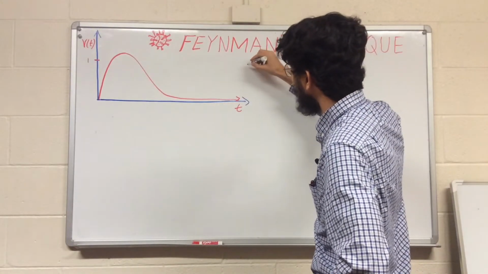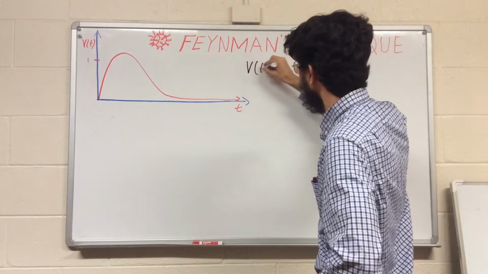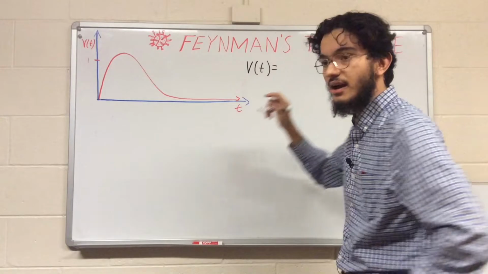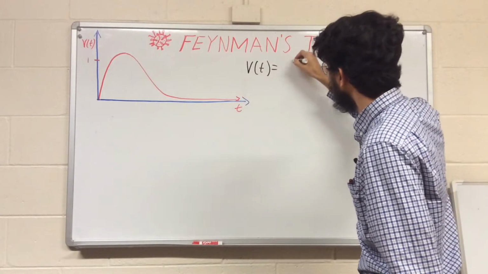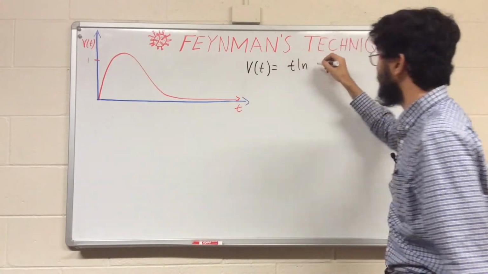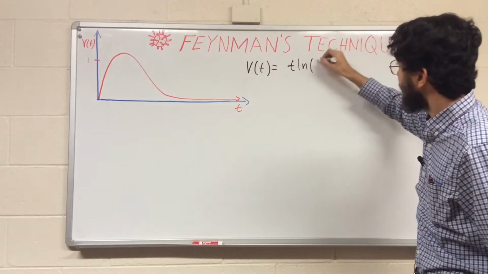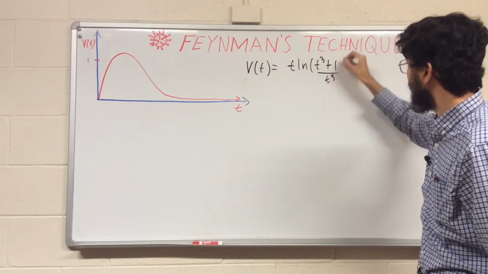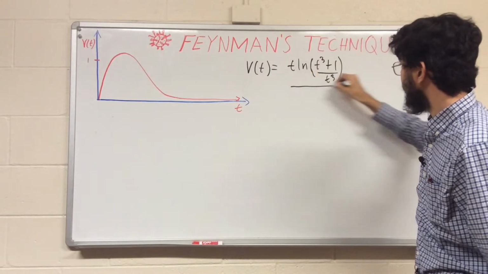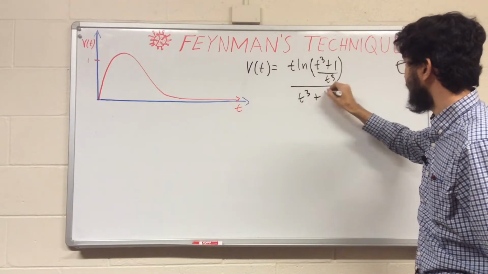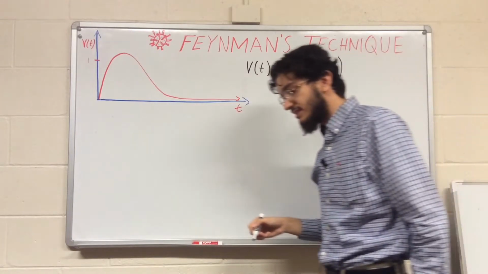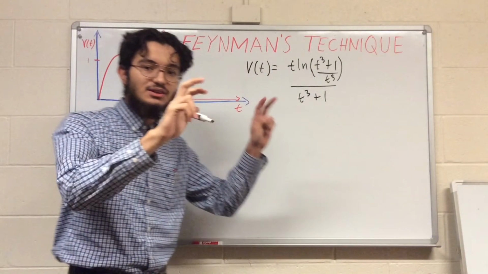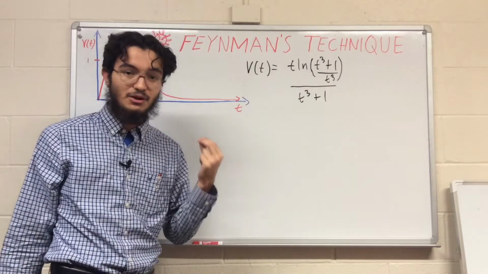So the speed v of t is described by the function t multiplied by the natural logarithm of (t cubed plus 1) divided by t cubed, all of that divided by t cubed plus 1. So that is the function that describes this hypothetical speed of a coronavirus particle.